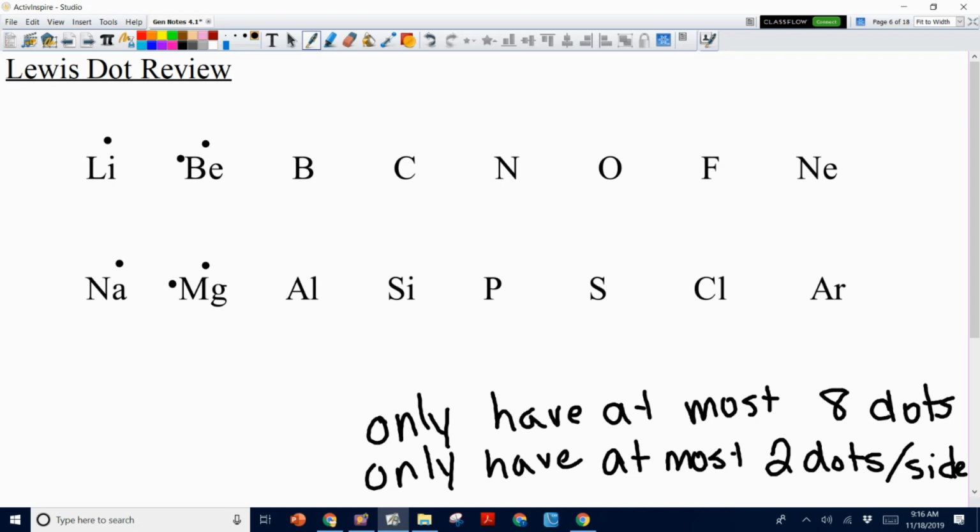Okay, now we're going to skip all the transition metals and move over to group 13, where we have boron and aluminum. And again, one's in period 2, one's in period 3. That doesn't matter. All that matters is the group that they're in. Group 13 has 3 valence electrons. So I'm going to put 3 valence electrons around boron.